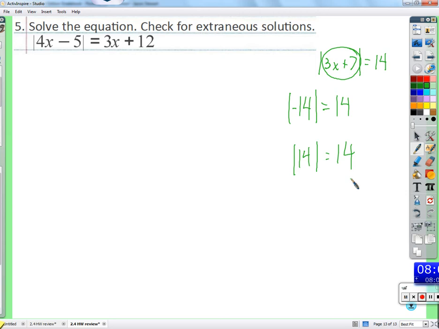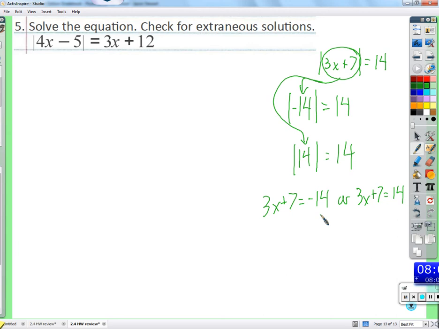Just in case it's confusing, this is why. Because we can take the absolute value of negative 14, or the absolute value of 14. We're saying that this stuff could be negative 14. It could come out to be 14. Either way, that equation works. That's why we take 3x plus 7 and say it could be negative 14, or 3x plus 7 would be equal to positive 14. Either way, if that stuff inside the absolute value comes out to be 14 or negative 14, the equation's true.